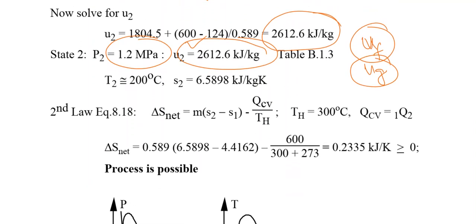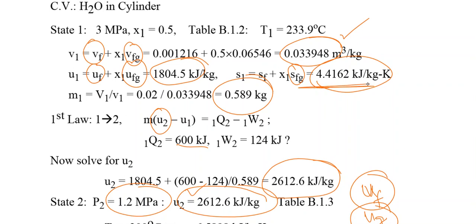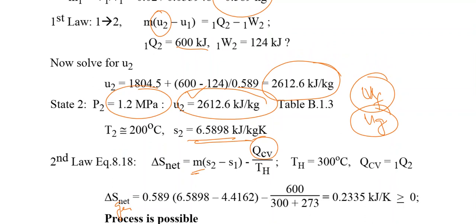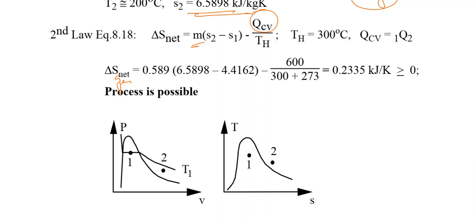So the net entropy would be equal to the total entropy minus the entropy of the system. That means, if it is entropy generation, as we have already said, S2 minus S1. I've already got the value of S2, and I have the value of S1 from the previous part. So S2 minus S1, multiplied by the mass, gives the total entropy change. QCV is already given, which is equal to 600 kilojoule. The temperature from the large source is 300 degrees centigrade, so 300 plus 273 would be the temperature in Kelvin.